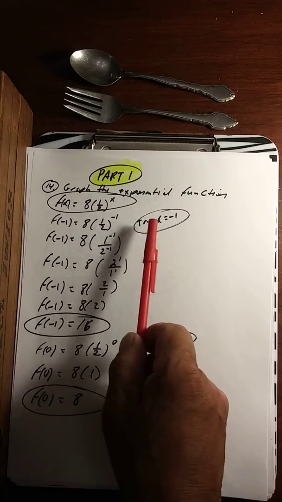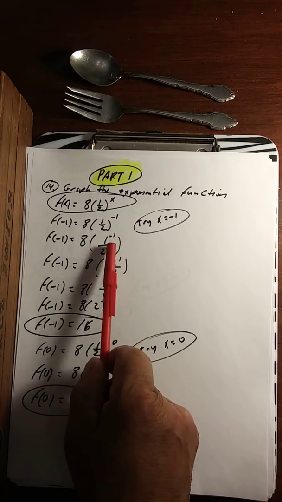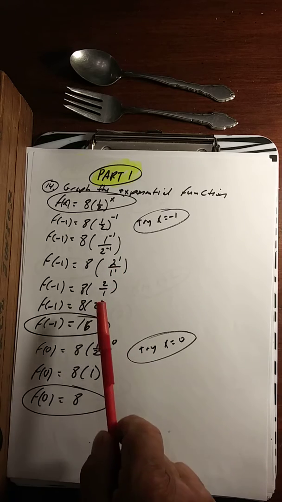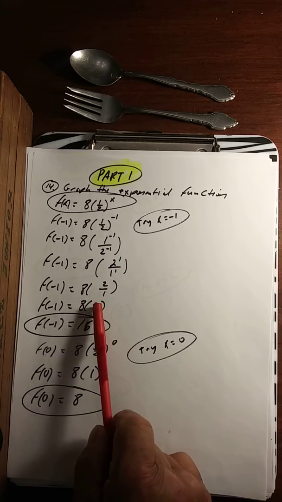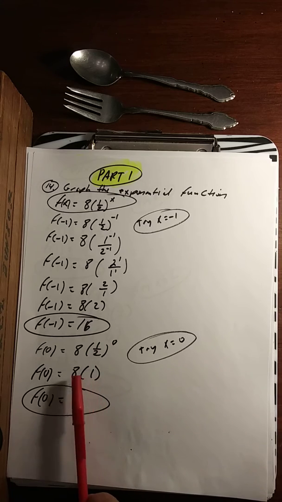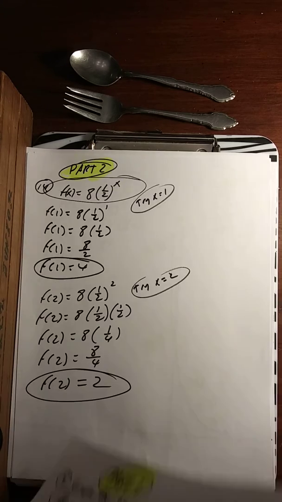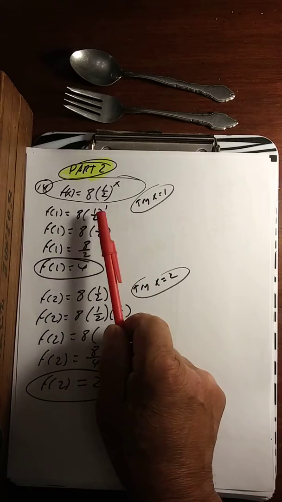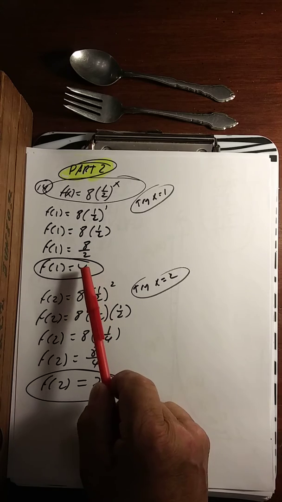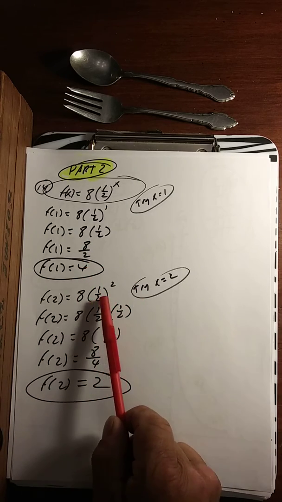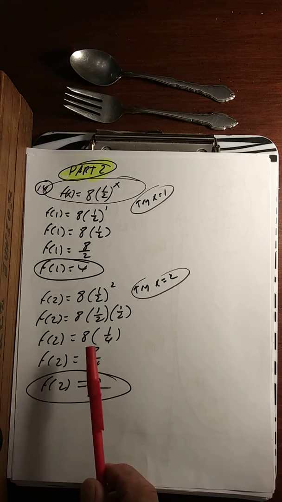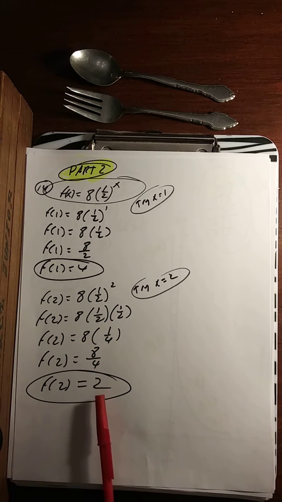Graph the exponential function. Try negative 1. Negative 1 in there, negative 1 power, flip them around, upside down, rewrite them, positive power. So 2 over 1 is 2, 2 times that is 16. 1 half to the 0 power is 1, and 1 times that is 8. Put a 1 in there. 1 half to the 1 power is 1 half times 8, so 8 over 2 is 4. And this one, 1 half to the 2 power: 1 times 1 is 1, 2 times 2 is 4. So you have 8 over 4 is 2.